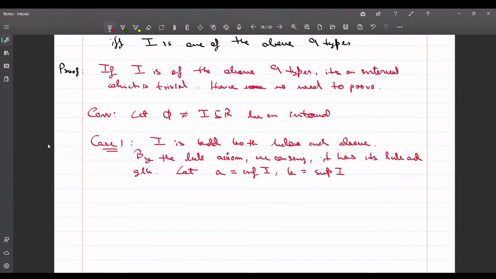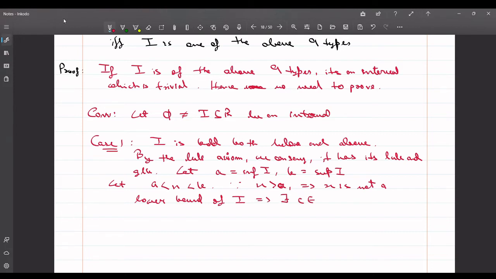Now let us choose an element from between A and B. Let X belong to the interval AB, that is, A less than X less than B. Now since X is greater than A, X is not a lower bound of I, obviously, which implies there exists some C in I such that C lies between X and A.